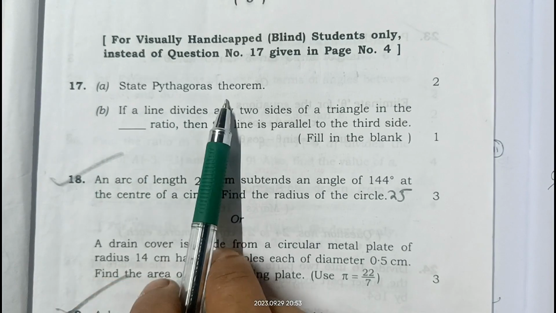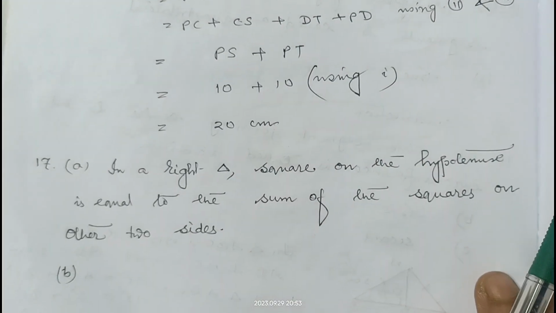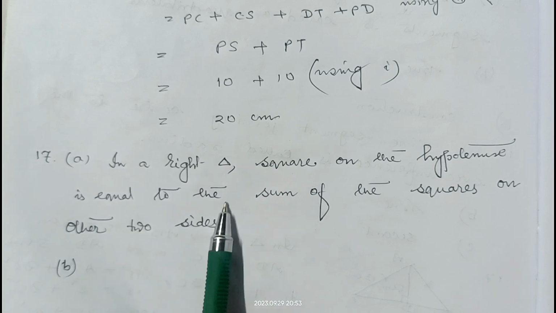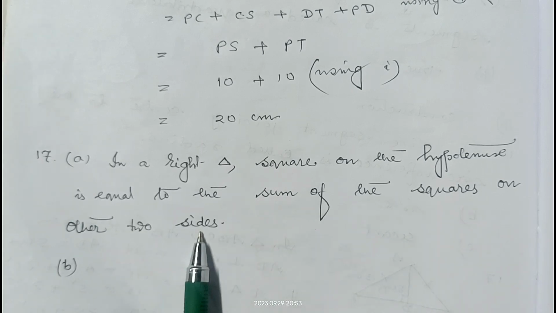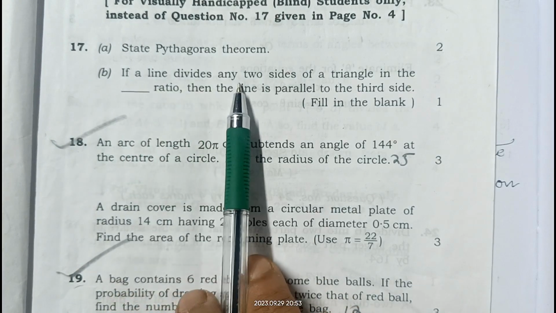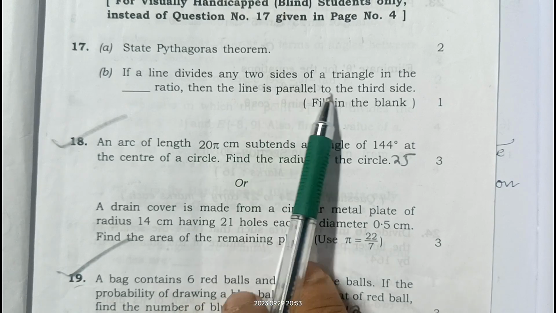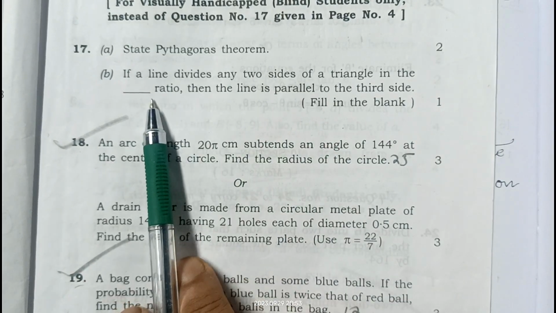17a question is state Pythagoras theorem. So we know the statement that in a right angle triangle, square of the hypotenuse is equal to the sum of the squares on other two sides. In second part of question number 17, it is given if a line divides any two sides of a triangle in the same ratio, then the line is parallel to the third side. So answer will be same ratio.